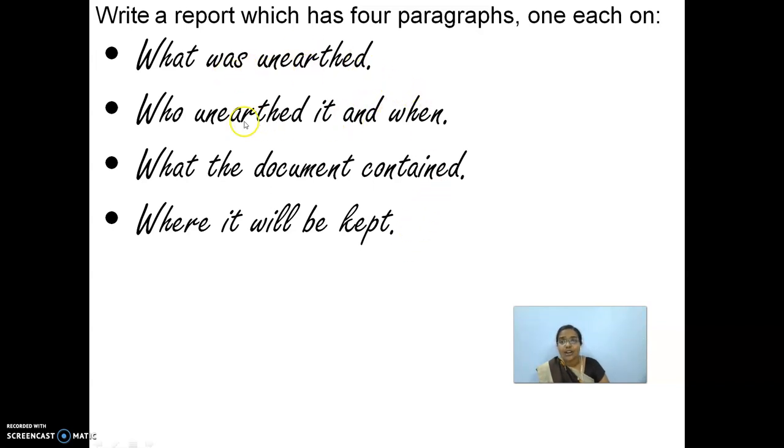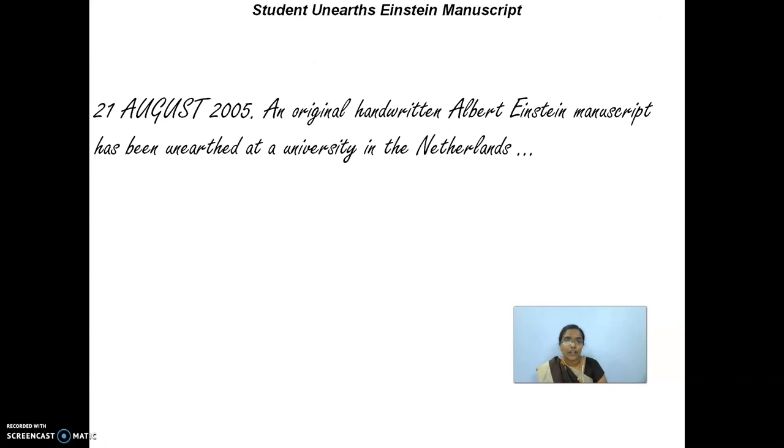What was unearthed? Who unearthed it and when? What did the document contain? Where will it be kept? These are the ideas which you are going to write now. After completing this, you are going to post it to me. Student unearths Einstein manuscript. You can give a heading like this. Student unearths Einstein's manuscript. It was on the date 21st August 2005. An original handwritten Albert Einstein manuscript has been unearthed at a university in Netherlands.